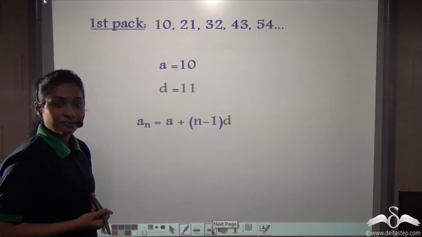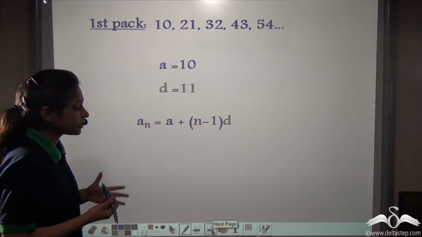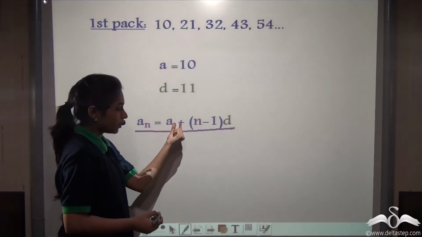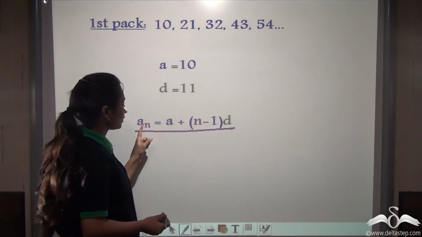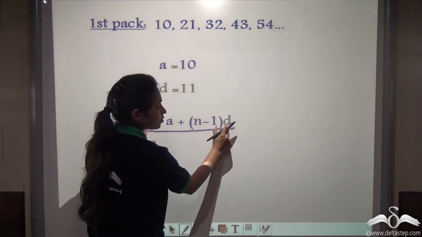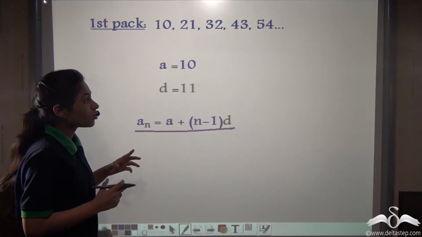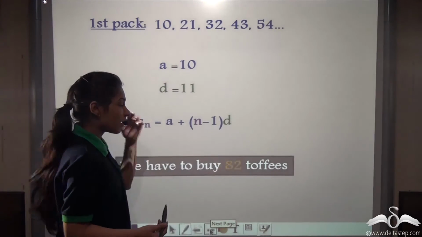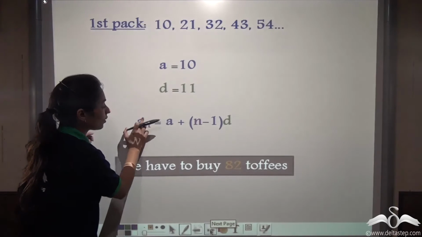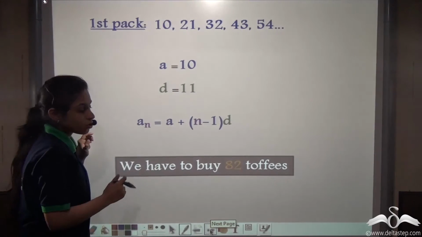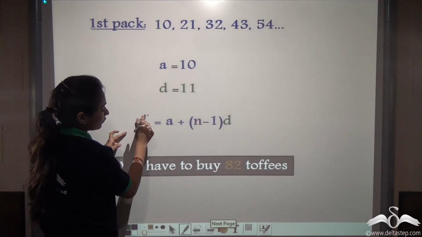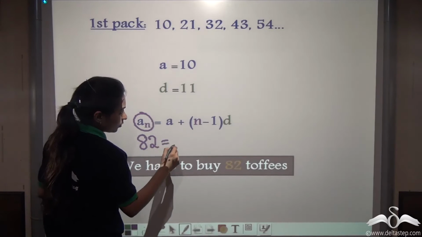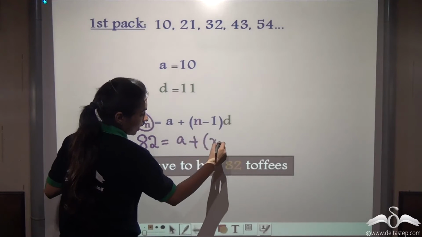Now we know that we can find the nth term of an AP series by this formula, where the nth term will be the first term plus n minus 1, where n is the term we have to find out, into d, that is the common difference, right? So what we have to check here? We have to buy 82 toffees, so we have to see whether this 82 is a term of this AP series or not. So let us substitute 82 in the place of this an. So what we will write? 82 is equal to a plus n minus 1 into d.